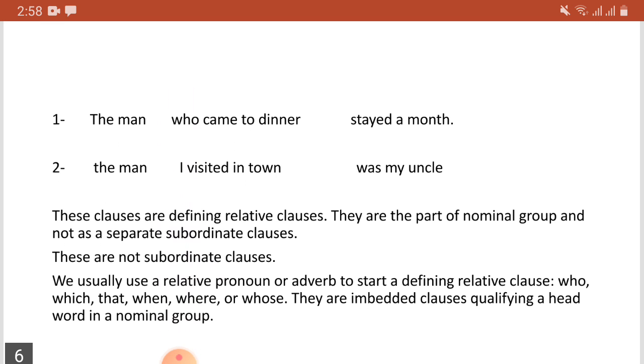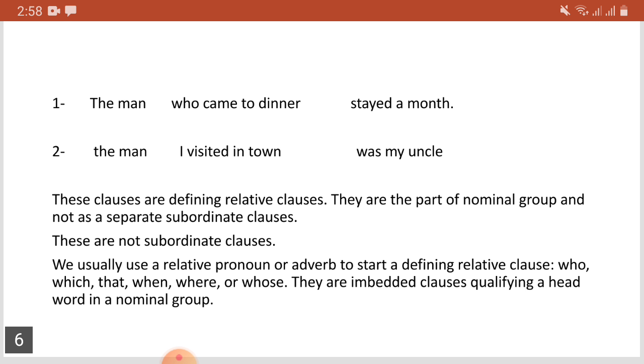Some clauses are defining relative clauses. The second type is defining relative clauses. The examples are: the man who came to dinner stayed a month; the man I visited the town with was my uncle. These clauses are defining relative clauses, and they are part of the nominal group and not a separate subordinate clause.